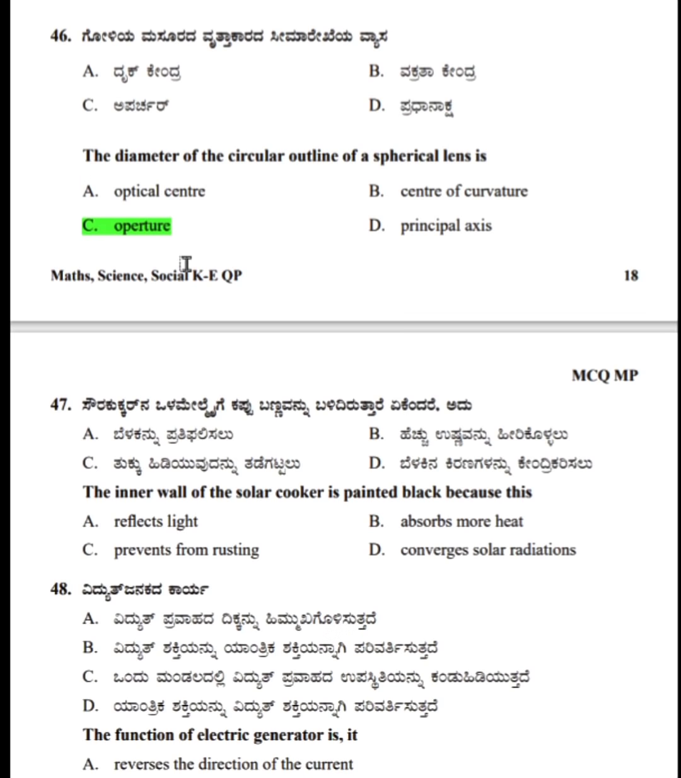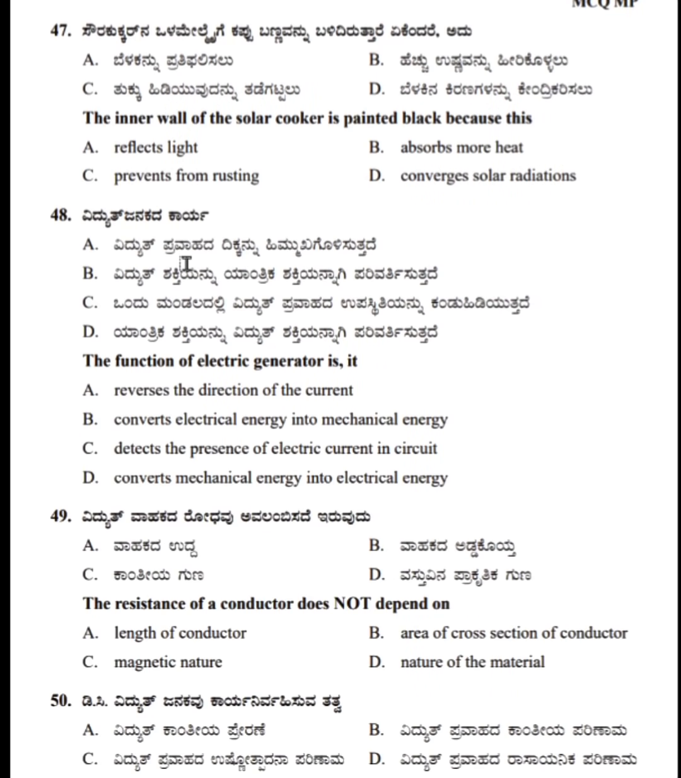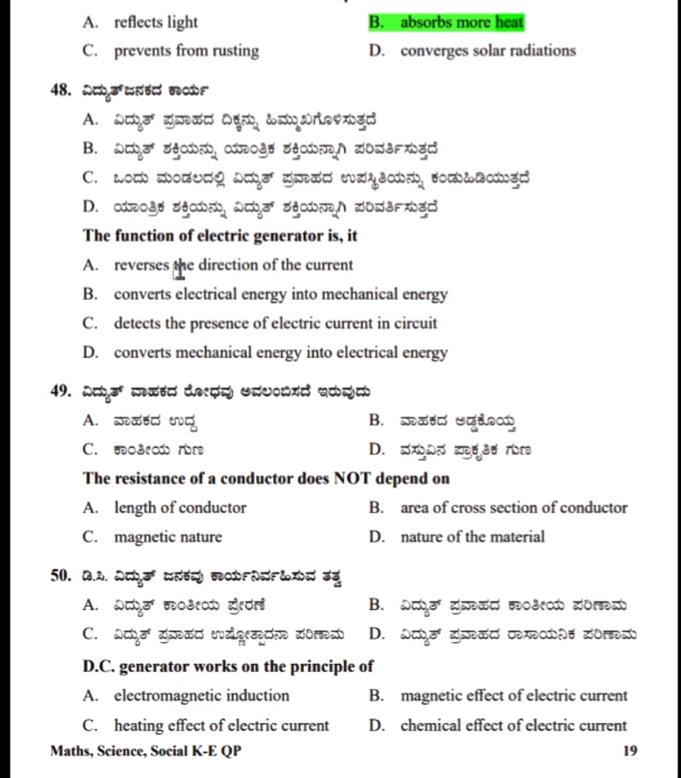Question number 47. The inner wall of the solar cooker is painted black because this. Option A reflects light, option B absorbs more heat, option C prevents from rusting, option D converges solar radiation. The correct answer is absorbs more heat. Black color absorbs more heat when compared to other color, hence the correct answer is option B, absorbs more heat.